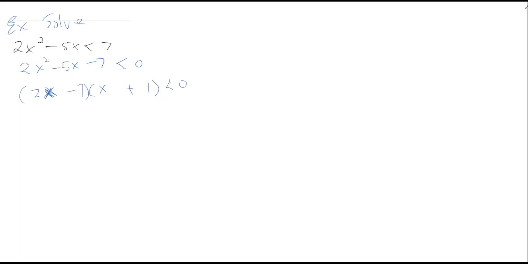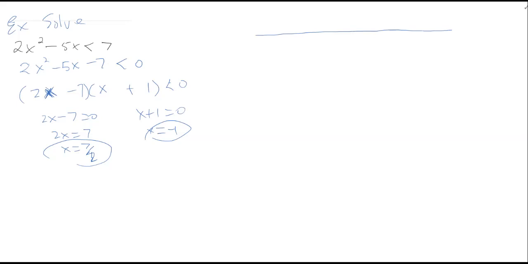Okay, so we then set these to 0 and solve. That's a 2, and then over here we got an x plus 1 is 0. So these are, remember I call these the partition numbers. Let's set up our interval up here. It looks like we have a negative 1 and a 7 over 2. Okay, so let's pick some test numbers here.